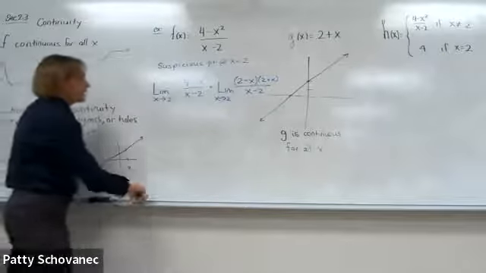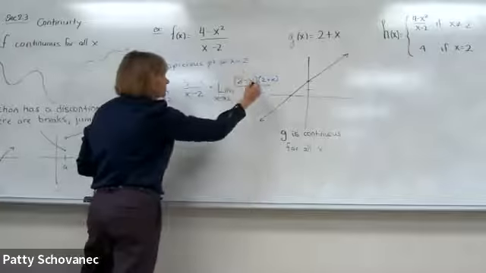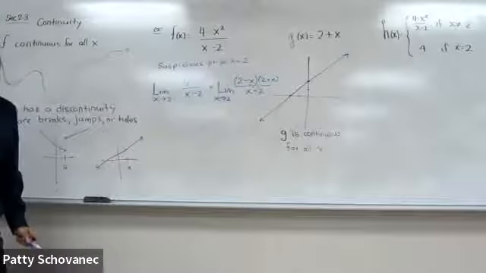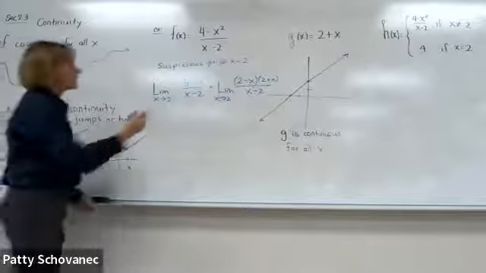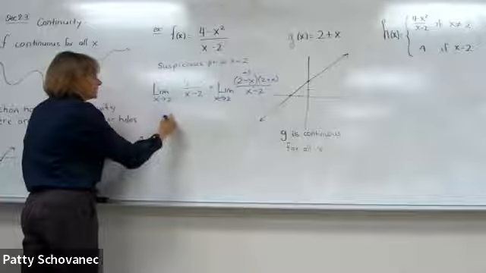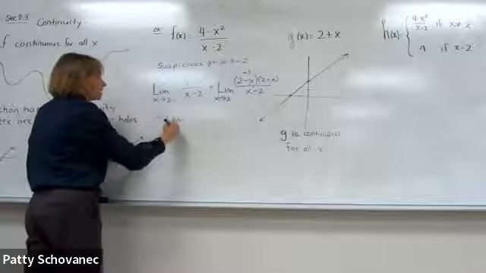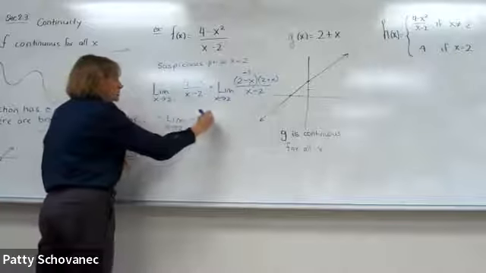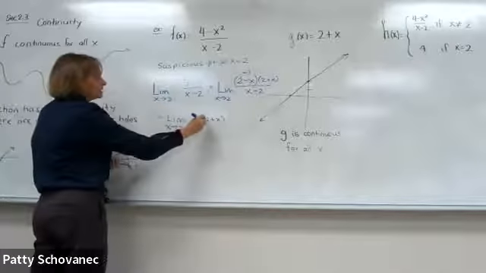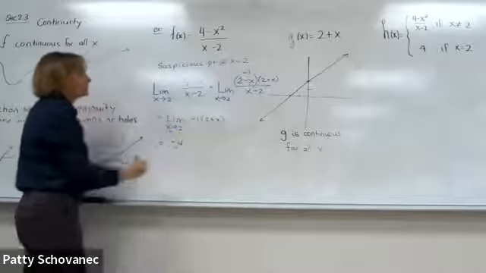What do I get when I cancel here? 2 minus x divided by x minus 2. Is that 1? It's negative 1. So that cancels and leaves me a negative 1 behind. And so now I look at the limit as x goes to 2 of negative 1 times 2 plus x. I can put the 2 in there and I get negative 4.